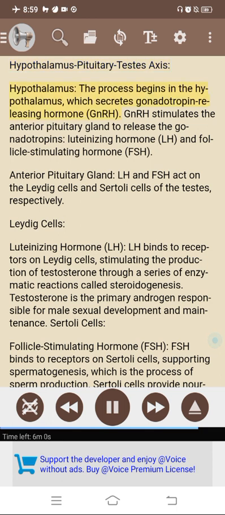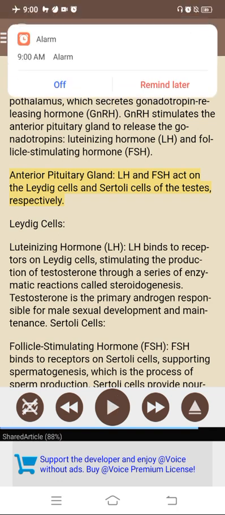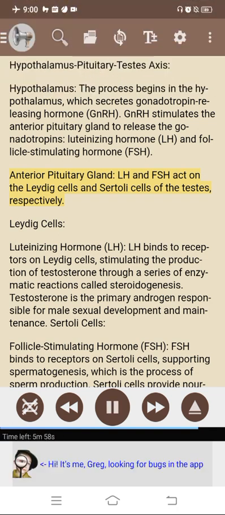Hypothalamus pituitary testes axis. Hypothalamus. The process begins in the hypothalamus, which secretes gonadotropin-releasing hormone, GnRH. GnRH stimulates the anterior pituitary gland to release the gonadotropins, luteinizing hormone, LH, and follicle-stimulating hormone, FSH. Anterior pituitary gland. LH and FSH act on the Leydig cells and Sertoli cells of the testes, respectively.